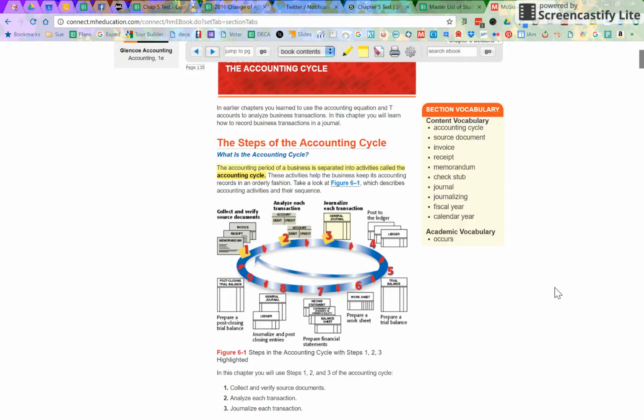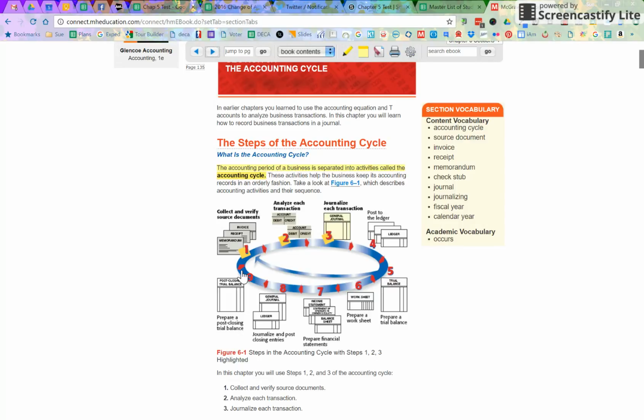And here's a picture of it. I think it's my image in Schoology. The accounting period of a business is separated into activities called the accounting cycle. Up to this point, we've just been working on this step here, analyzing each transaction. Is it a debit or credit? How does it affect the equation? That's just a tiny step on the big accounting cycle.